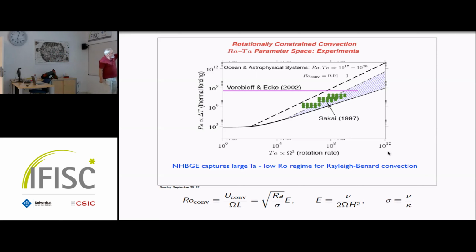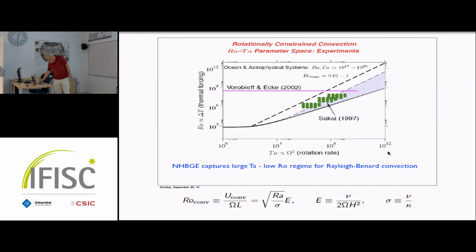And this heavy dashed line corresponds to a convective Rossby number equal to 1. If you're above that line, you're not affected by rotation. If you're below that line, rotation becomes important, and it becomes significant below this line here, which corresponds to a convective Rossby number of 0.01. So these are the strongly rotationally influenced flows in that shaded region.